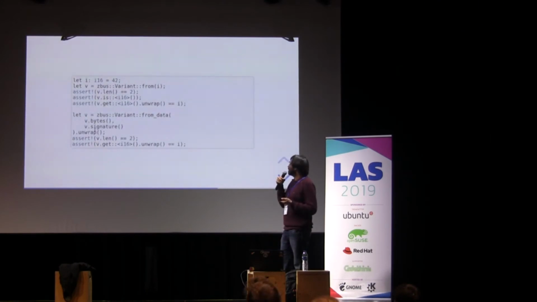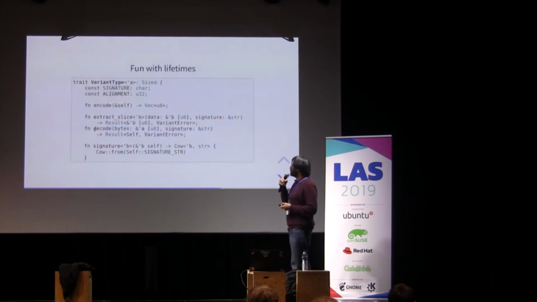It's my unit test. Since the i64 type implements variant type, it can be put in a variant. Basic stuff: you encode it and you can then decode it. Can I do this? Yeah. This is decoding from raw data, and yeah, you get the same thing back.